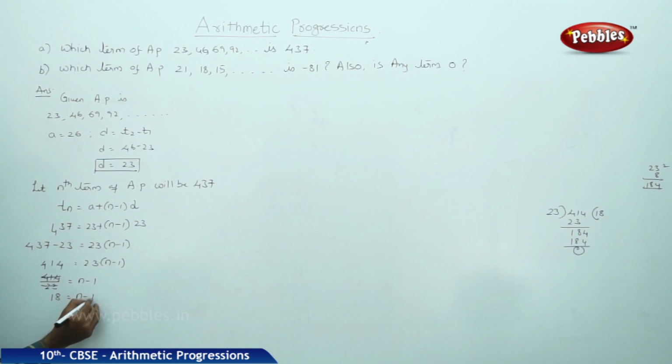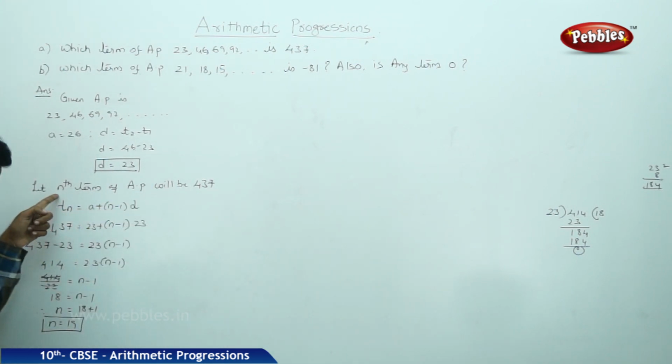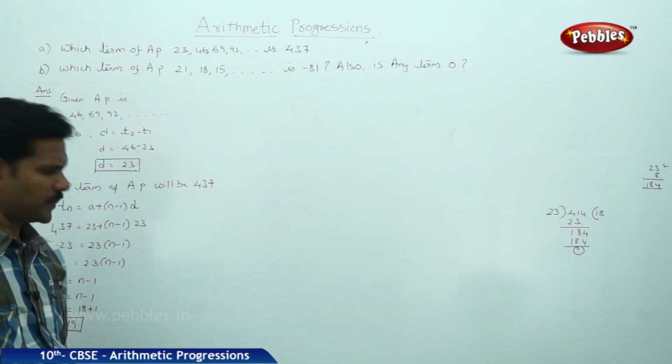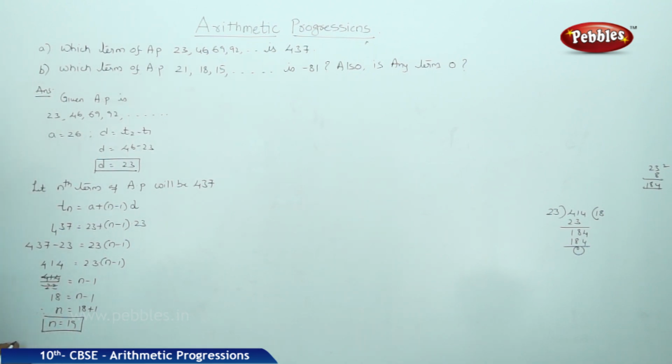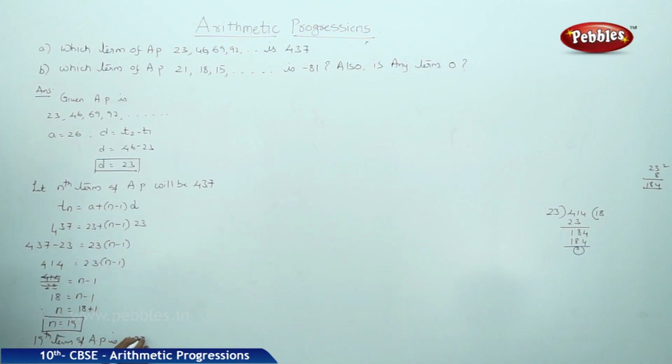18 is equal to n minus 1. Therefore n is equal to 18, minus 1 brings to the other side plus 1. Therefore n is equal to 19. That is, let the nth term of AP be n, therefore the 19th term of AP. Therefore write the conclusion. Therefore the 19th term of AP is 437.